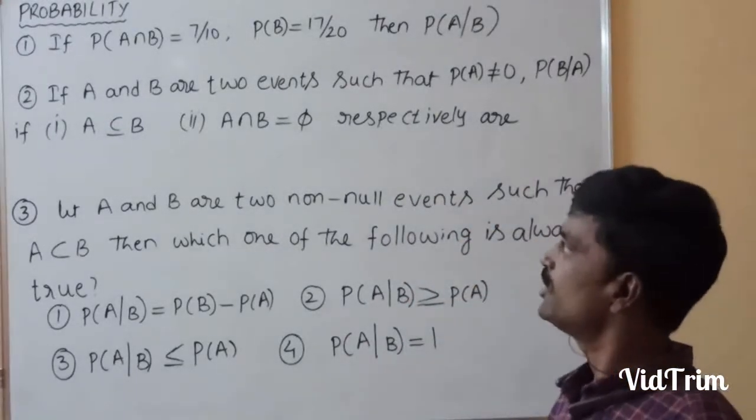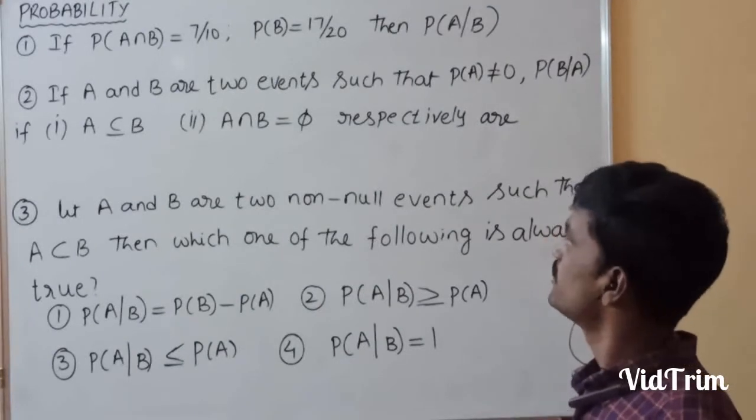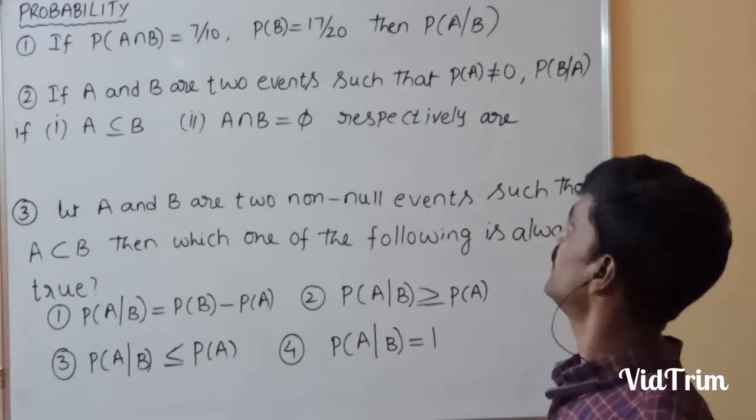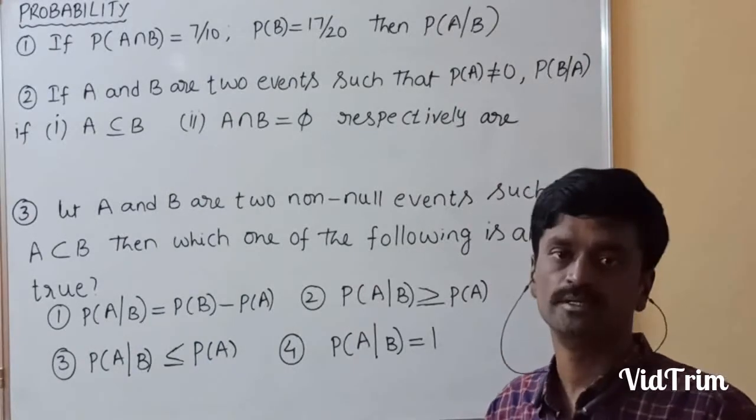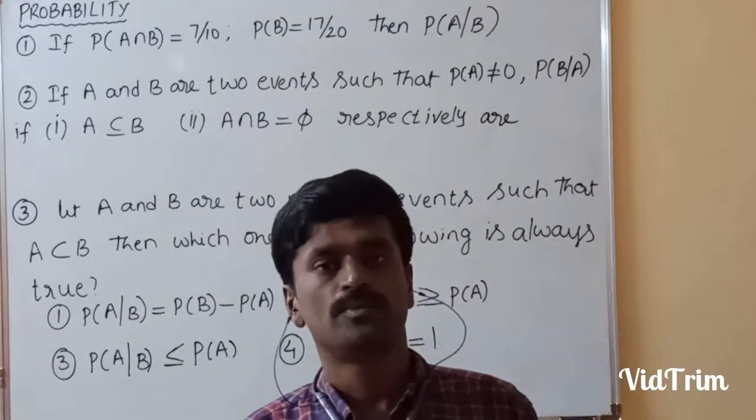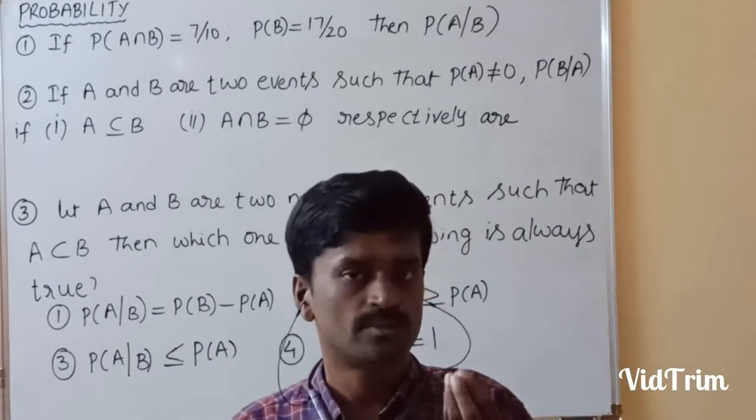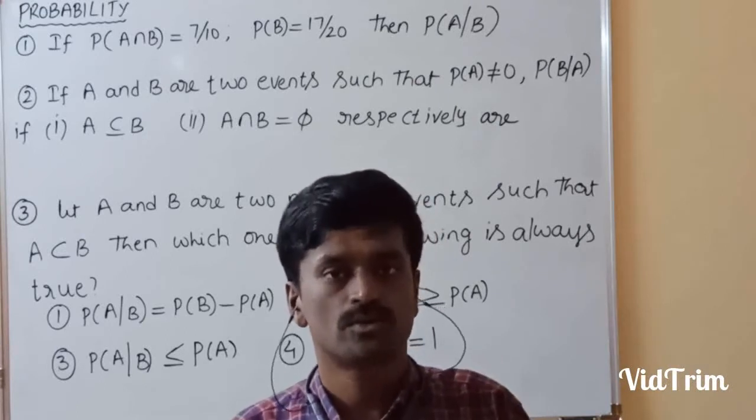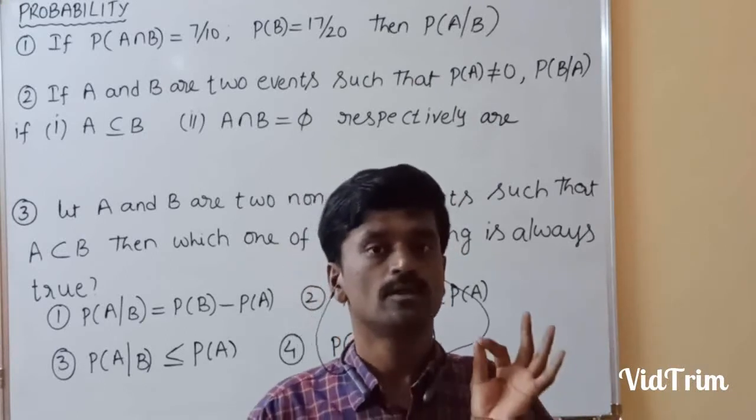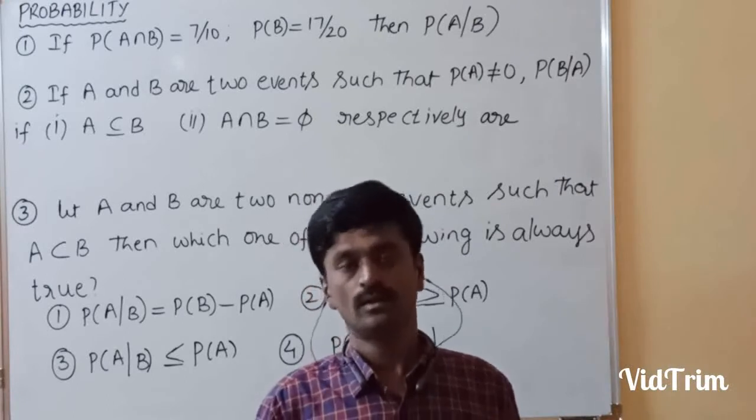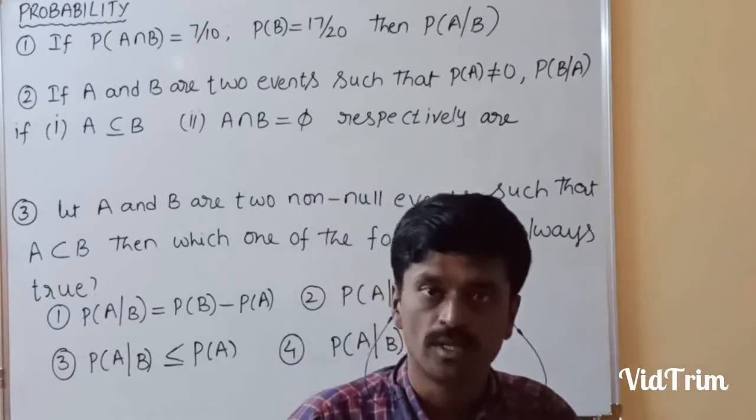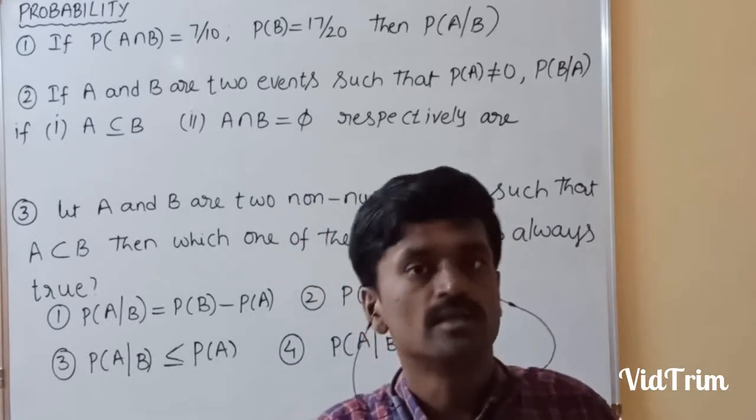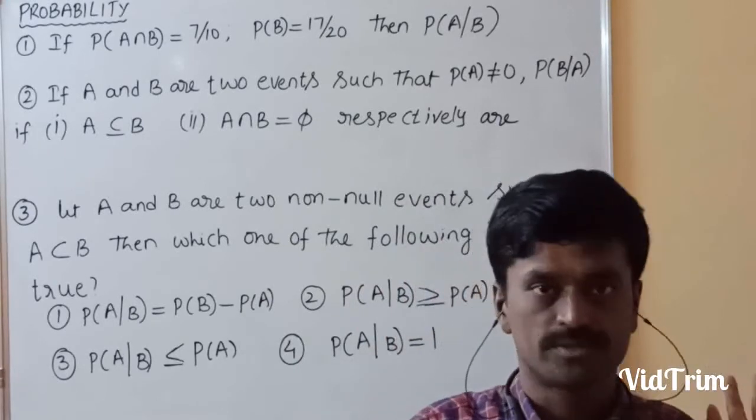If P of A intersection B is 7 by 10, and P of B is equal to 17 by 20, then what is P of A by B? P of A by B is nothing but the probability of A with respect to B, or the probability of A given that the event B has already happened.